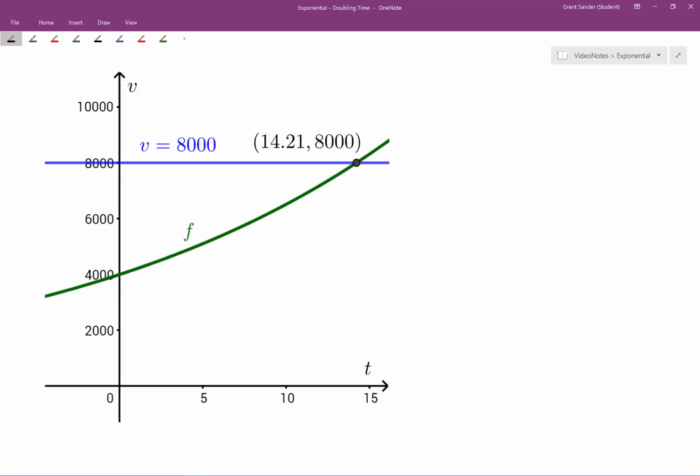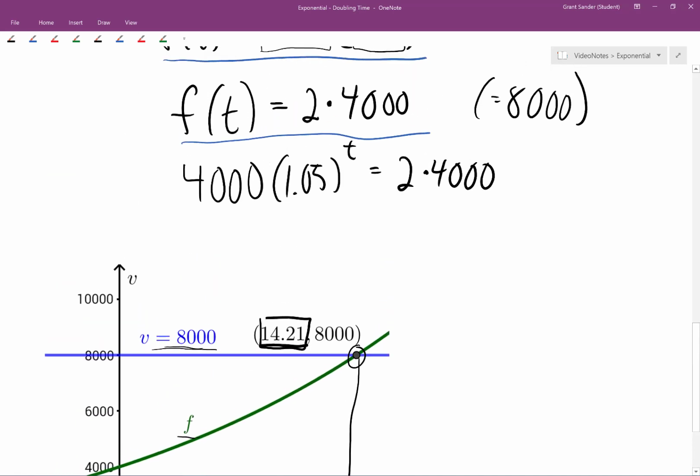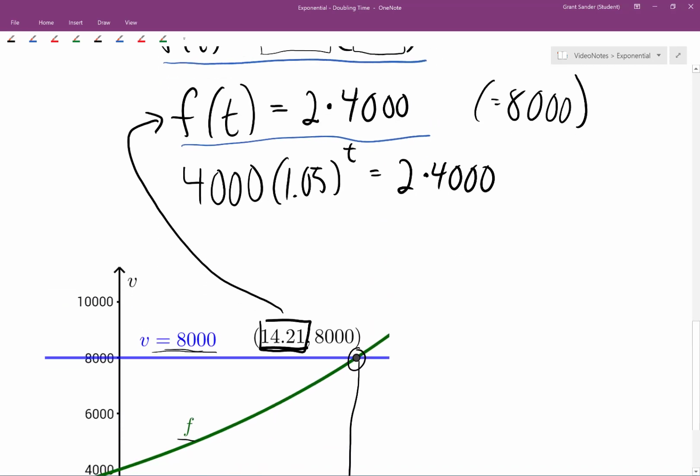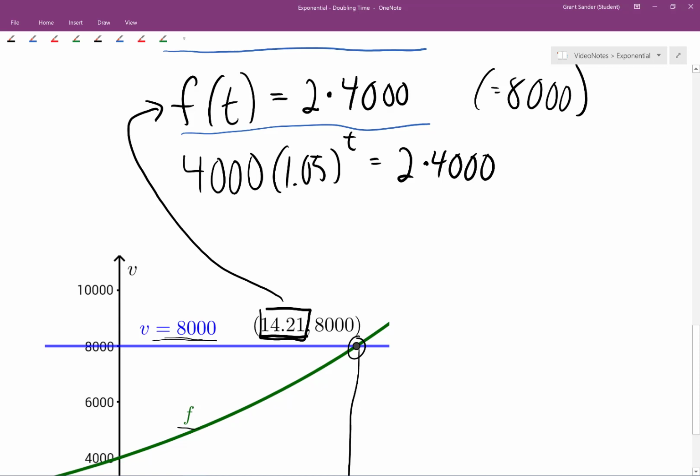We have the exponential function f right here, and then we have the line v equals 8,000, so an output value of 8,000. And these two plots intersect at this point right here, 14.21 comma 8,000, which tells us when t is equal to 14.21, f has an output of 8,000. And therefore, this value of t, this 14.21, is the solution to our original equation that we were trying to solve right there, which tells us how many years after investing our investment will be worth double.